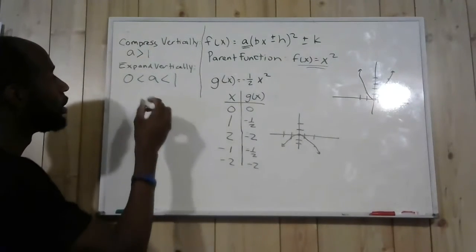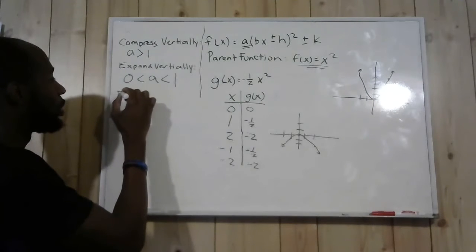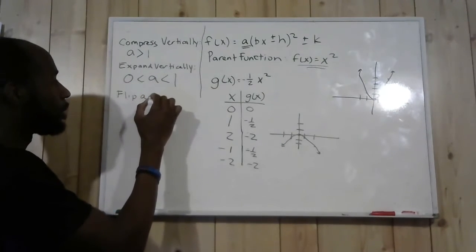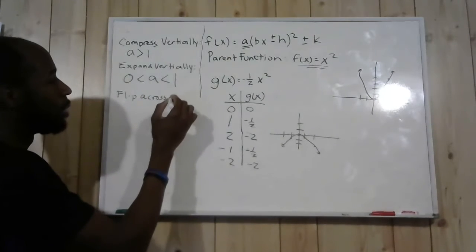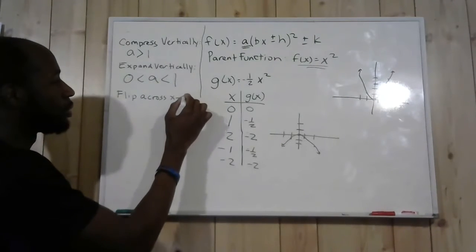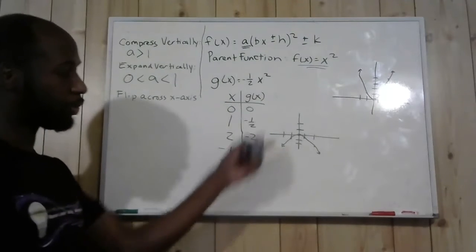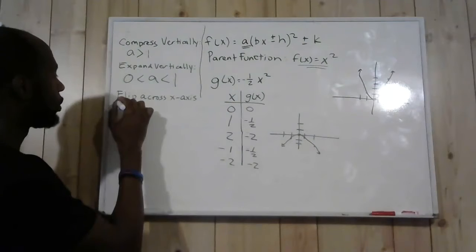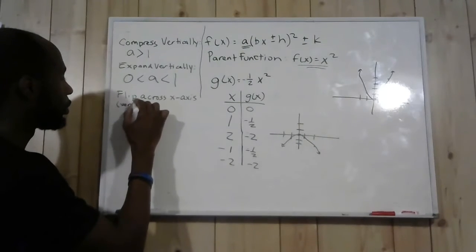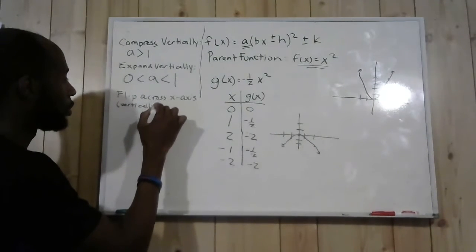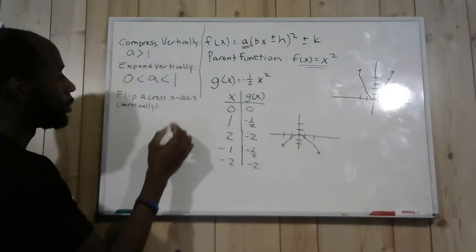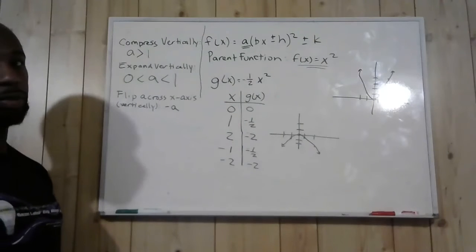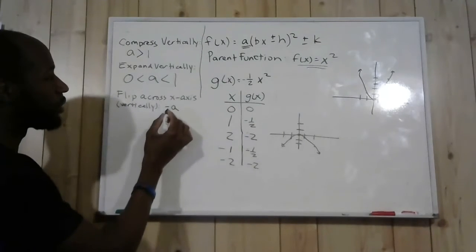so it flips across the x-axis, or in other words, it flips vertically. When A is negative, you multiply times a negative A.